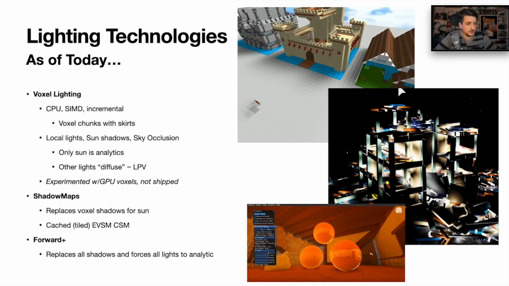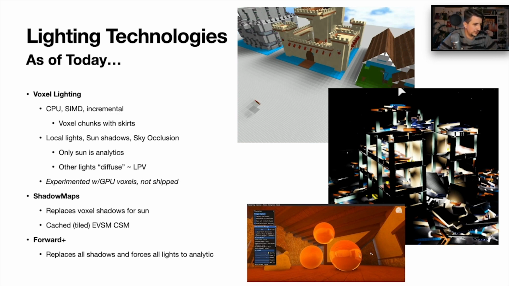All right, so what are those choices of lighting technology you may get? The most basic rendering uses voxel lighting. And we have an incremental, updated-in-time voxel caching system, which is all implemented in CPU actually, through SIMD code for different architectures. Those are chunks of voxels with skirts that get invalidated over time. And those chunks cache all the local lights, the sun shadows, and the sky occlusion. So the sunlight is still analytic. The shadows are in voxels, and all the other lights are directly baked in voxels.